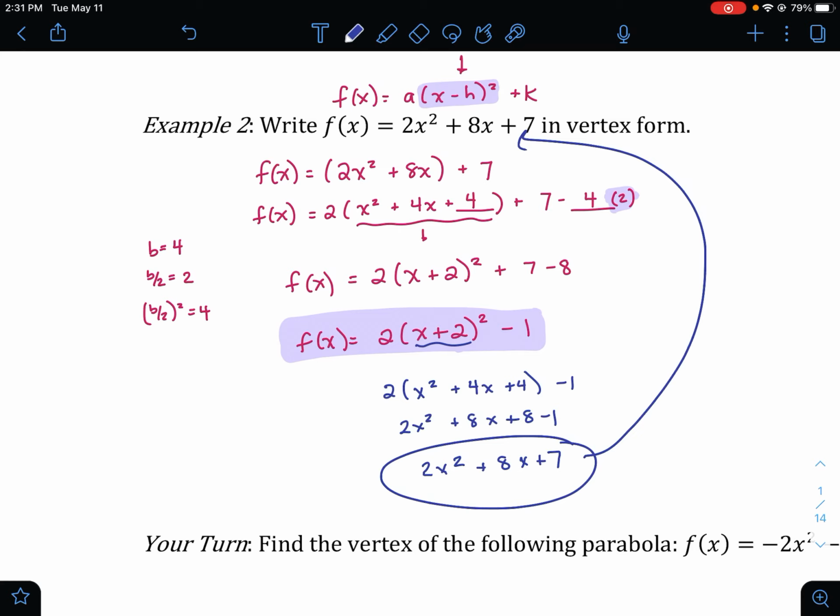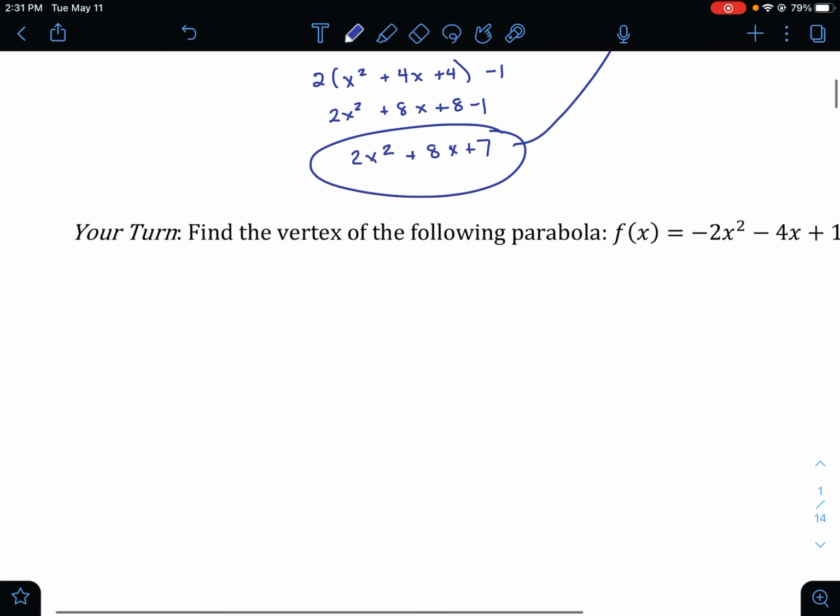Okay, so I will work through the your turn. I'm not going to say anything, but that way if you guys get stuck, you can look back at the steps.